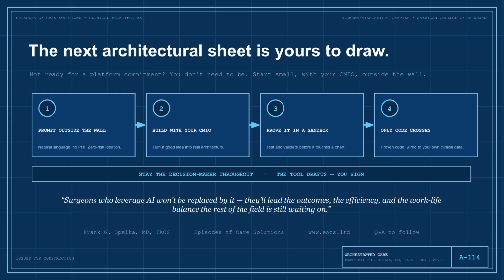So, how do we begin? You do not need to commit to an entire platform today. Start small with your CMIO outside the firewall. Use natural language prompts for zero-risk ideation. Then, build together with your team. Prove your work in a secure sandbox, and only deploy code that has been tested against your actual clinical data.